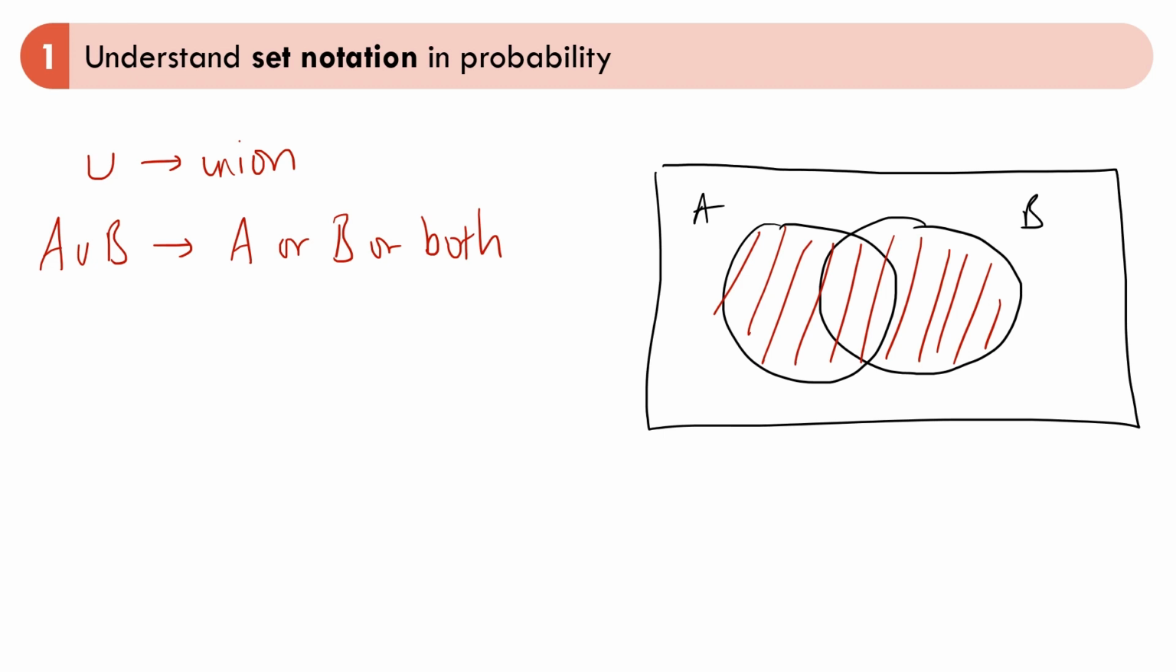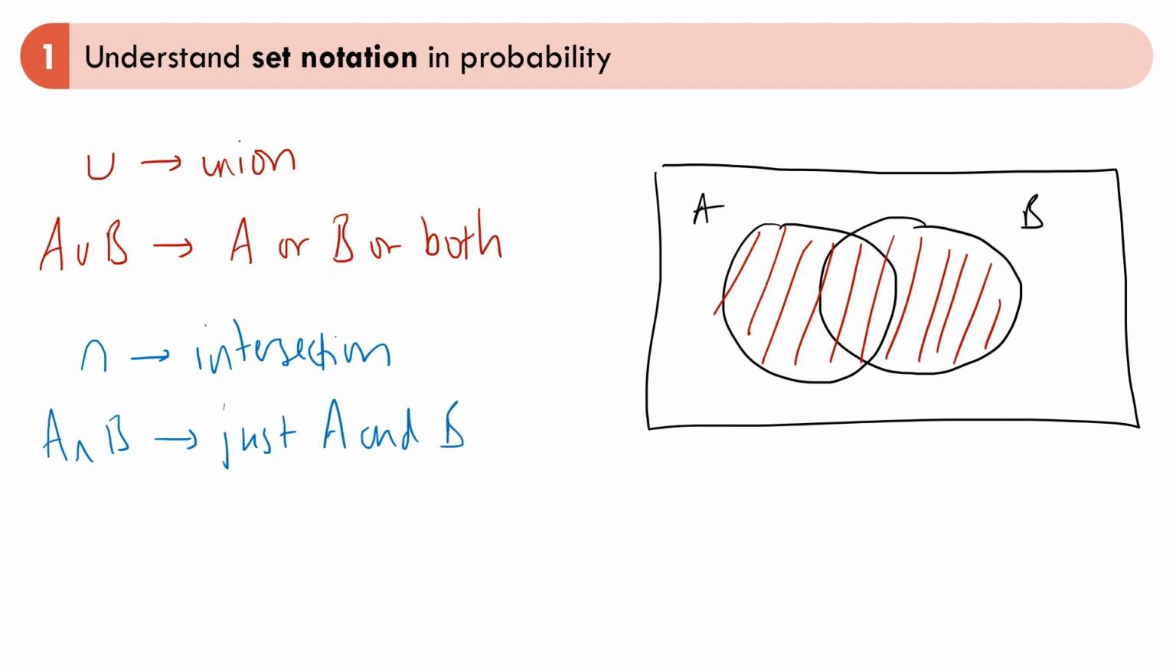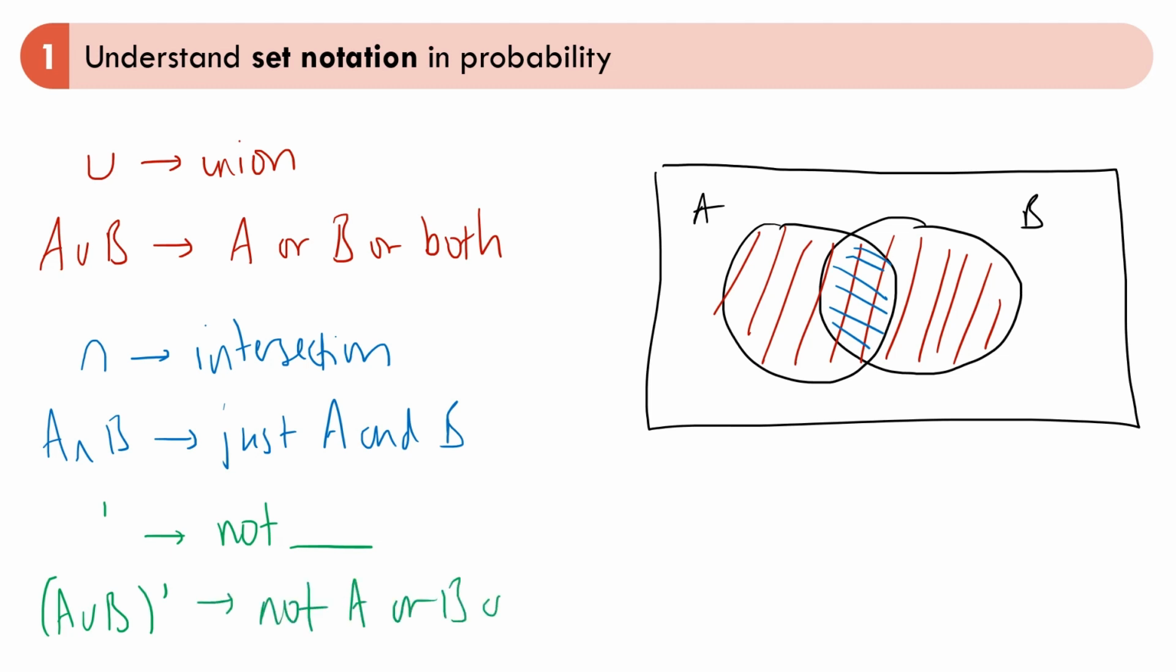The next symbol we need to know and understand looks sort of like an N, and this represents intersection. So A intersection B represents just A and B. On the Venn diagram, that would be this area here. And finally, we need to know what the dash means. This just means not whatever came before it. So for example, (A union B) dash represents not A or B or both. That would represent everything outside of the two circles, so neither A nor B nor both.